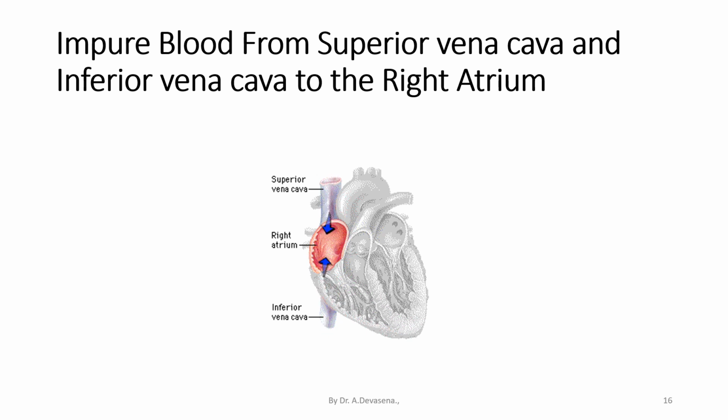So in this animation, impure blood from the superior vena cava and inferior vena cava is poured into the right atrium. It is indicated in this representation.